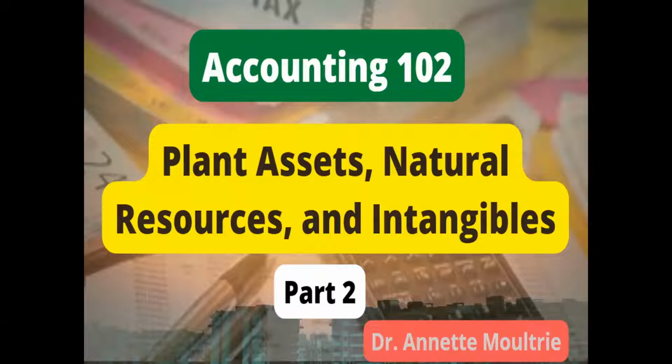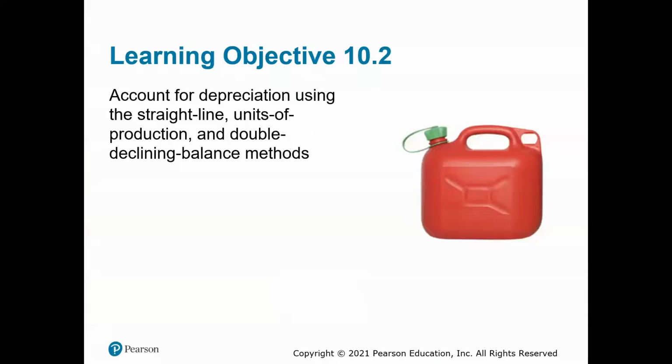Welcome back to Part 2 of Plant Assets, Natural Resources, and Intangibles. We will begin with Learning Objective 10.2. Account for depreciation using the straight line, units of production, and double declining balance methods.